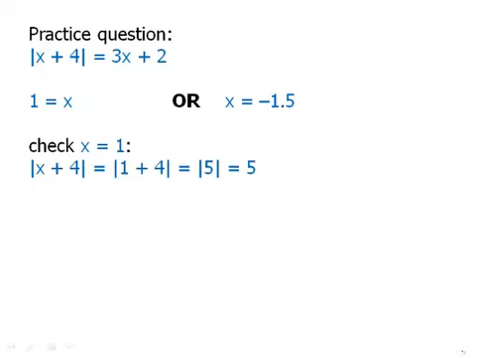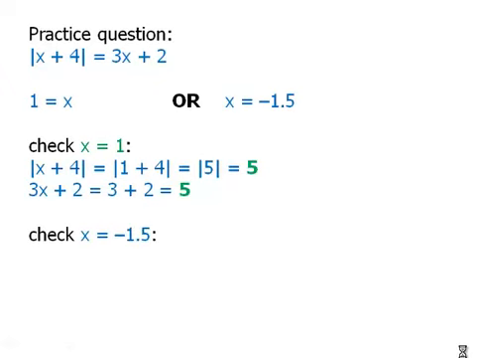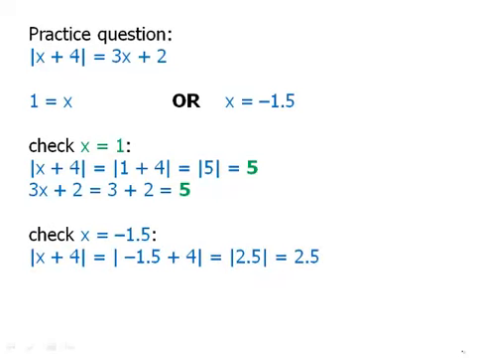For positive 1, when we plug that into the left side, we get 5. When we plug it into the right side, we get 5. That checks. That's perfectly fine. Negative 1.5, when we plug this into the left side, we get 2.5. When we plug it into the right side, we get negative 2.5. So this doesn't work. It gives a different value on the right and left side when we plug in. So this doesn't work, and this equation has only one solution, x equals 1.